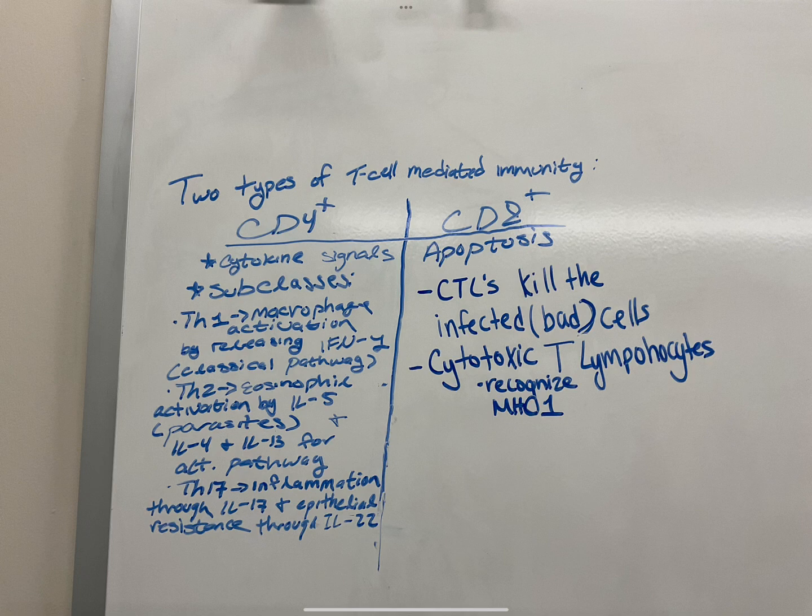And lastly, the T helper 17 plays a role in inflammation by releasing interleukin-17 and reinforces the epithelial cells by releasing interleukin-22.